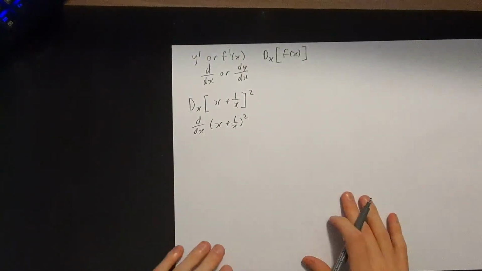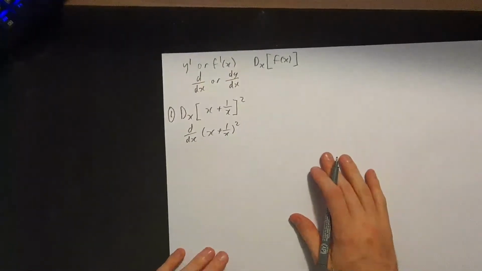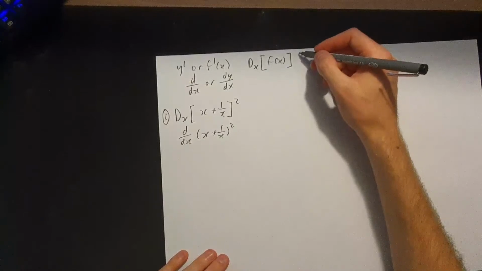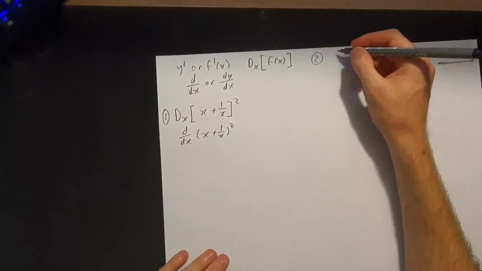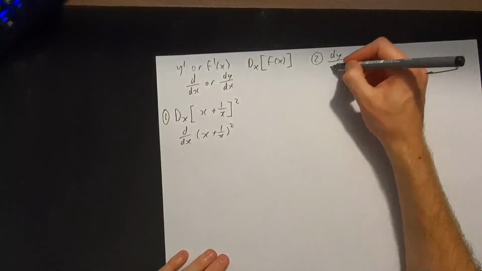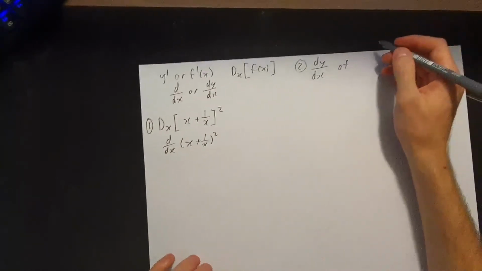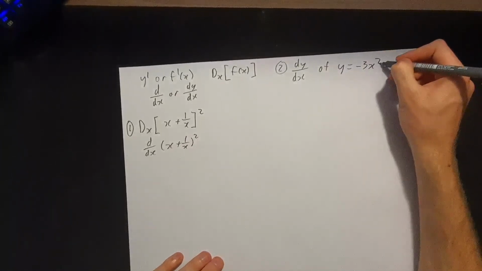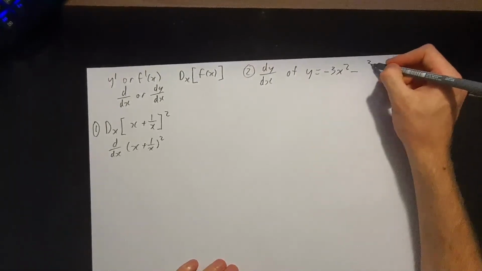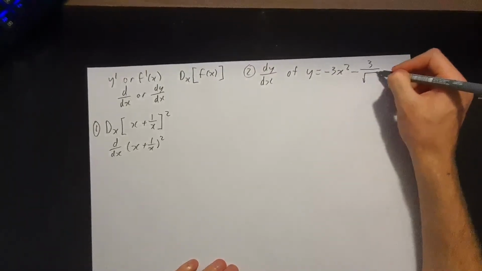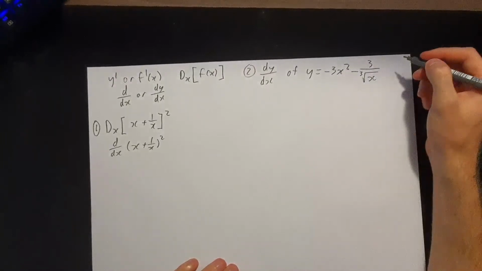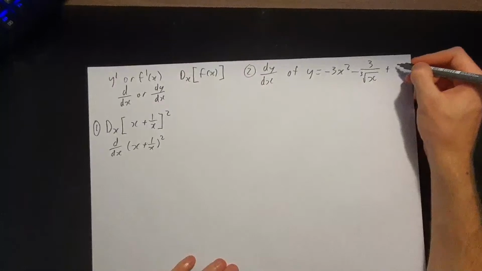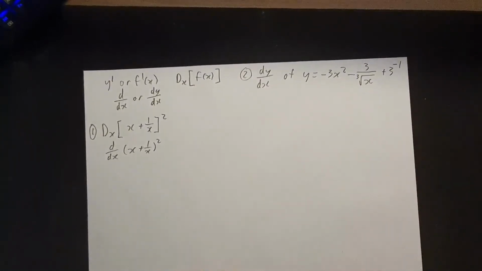The second one, let's do it up here, is find dy/dx of, oh, this is a nice one: y equals negative 3x squared minus 3 over the cube root of x, plus 3 to the negative 1. So attempt those two derivatives. I just need to take a sip of water.